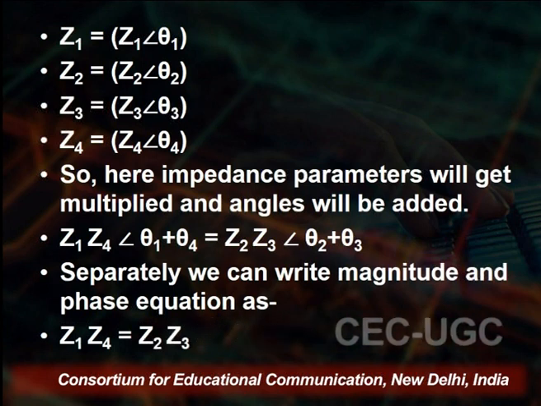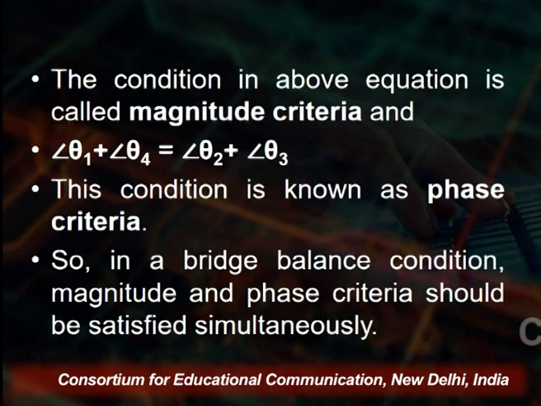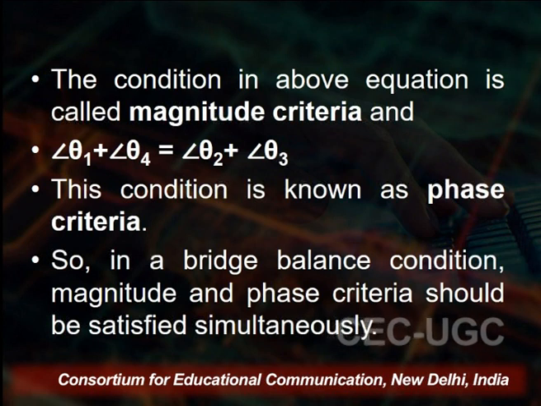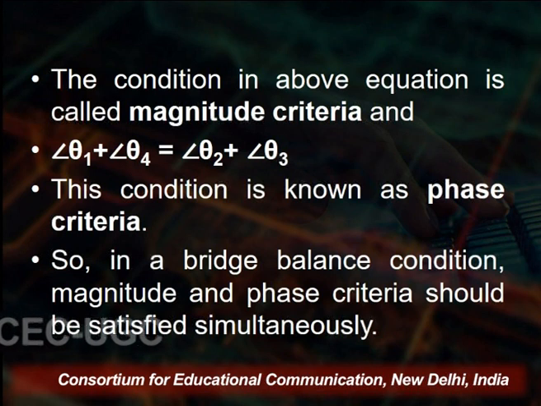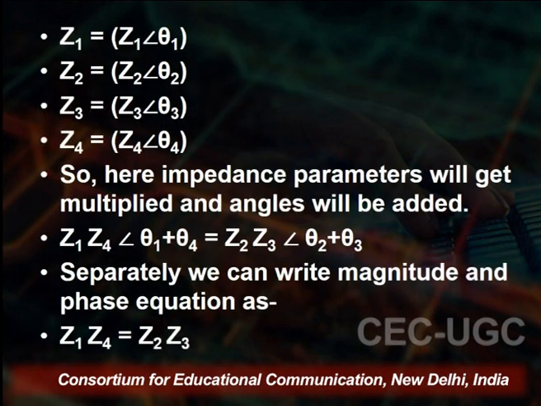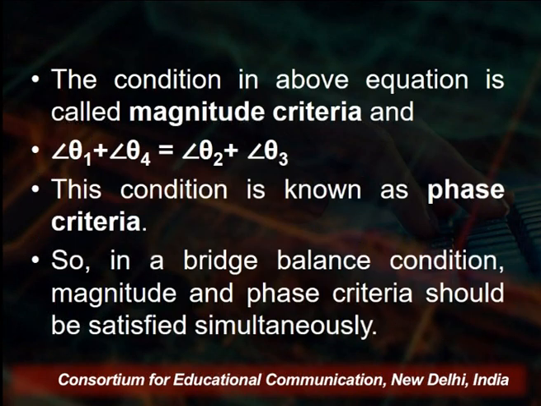And if we take only the magnitude, then it will be Z1 Z4 is equal to Z2 Z3. The condition in the above equation is called the magnitude criteria. Then if we take the angle, theta 1 plus theta 4 is equal to theta 2 plus theta 3, that will be the phase criteria, right. If we take Z1 Z4 is equal to Z2 Z3, that will be the magnitude criteria. If we take the angle, theta 1 plus theta 4 is equal to theta 2 plus theta 3, then it will be the phase criteria.